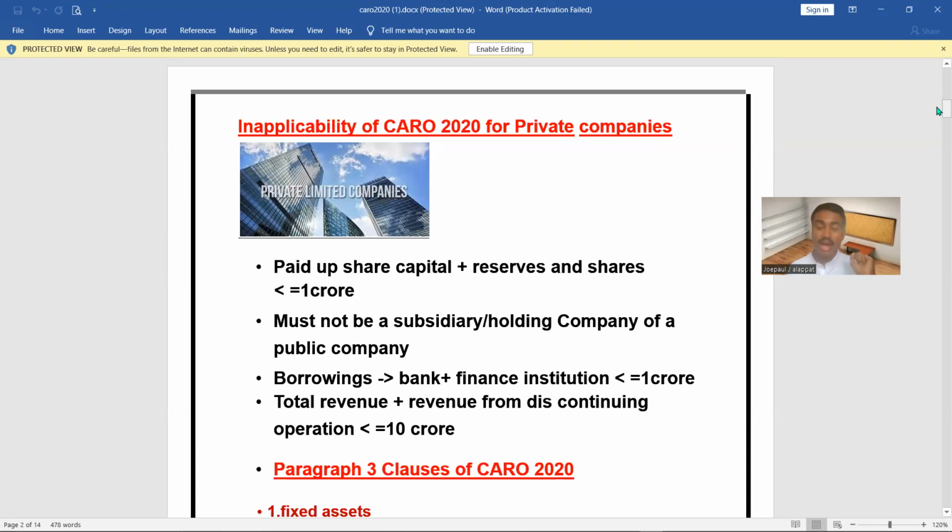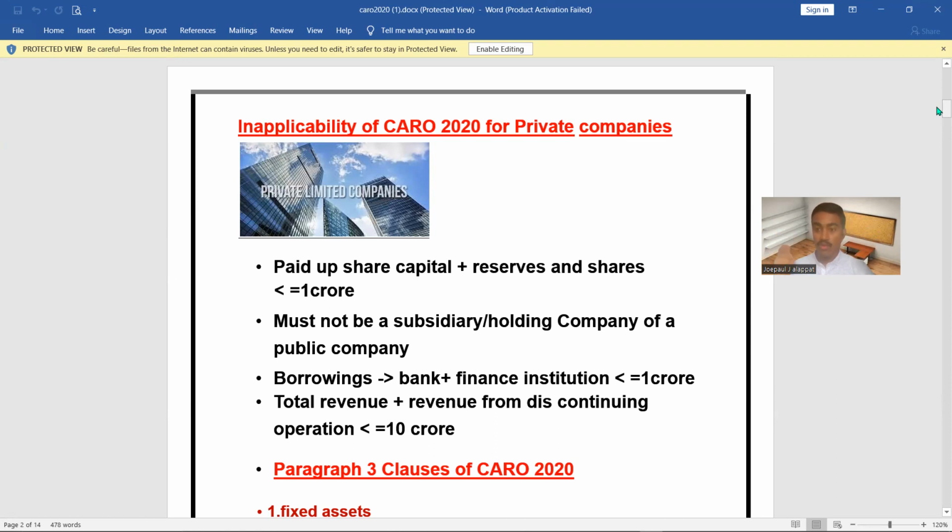Then, last but not the least, total revenue, including revenue from operations. It must not exceed 10 crore. If your total revenue exceeds 10 crore, including revenue from discontinuing operations, then CARO will be applicable to you guys.